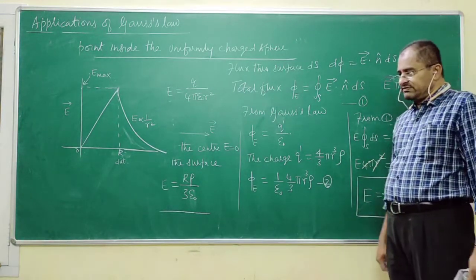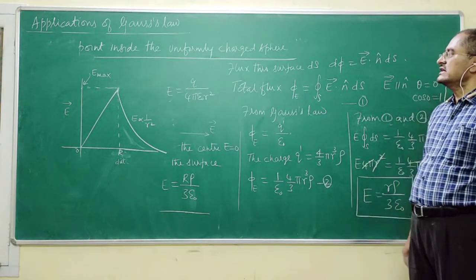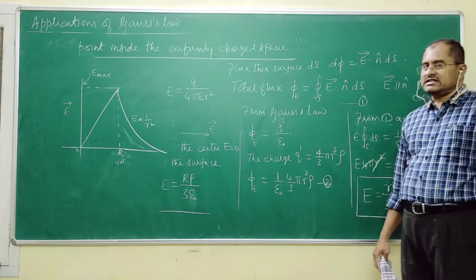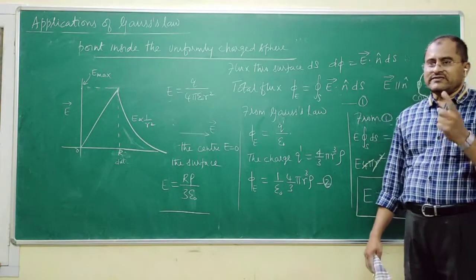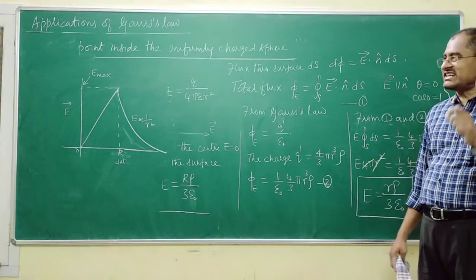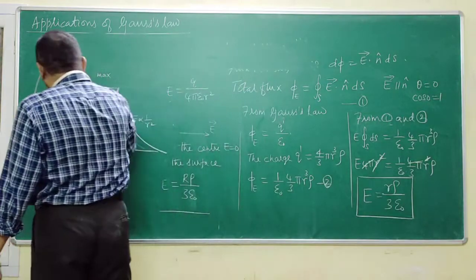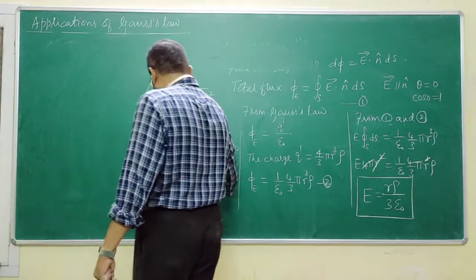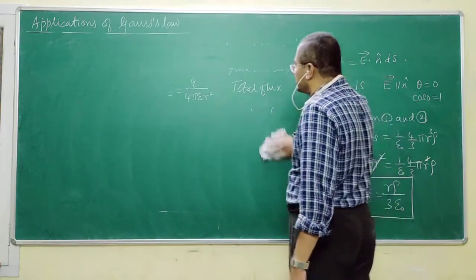So this is the first application we have seen for electric field intensity due to a uniformly charged sphere at a point. First we have seen outside, then on the surface, then at a point inside the charged spherical conductor. We will try to see one more application, and then if time permits we proceed, otherwise we will wind up.